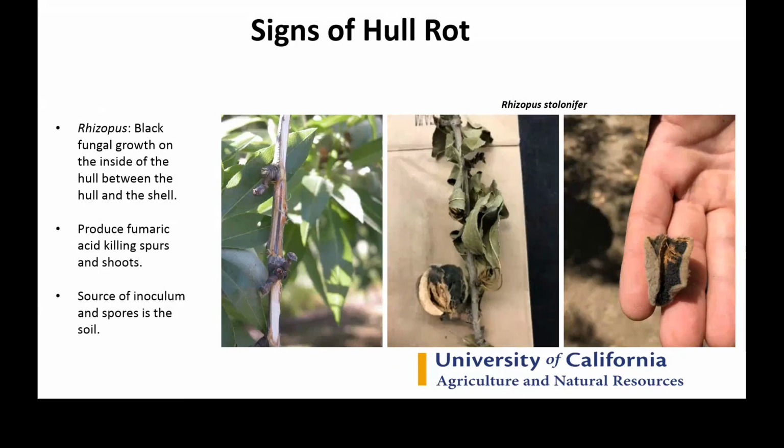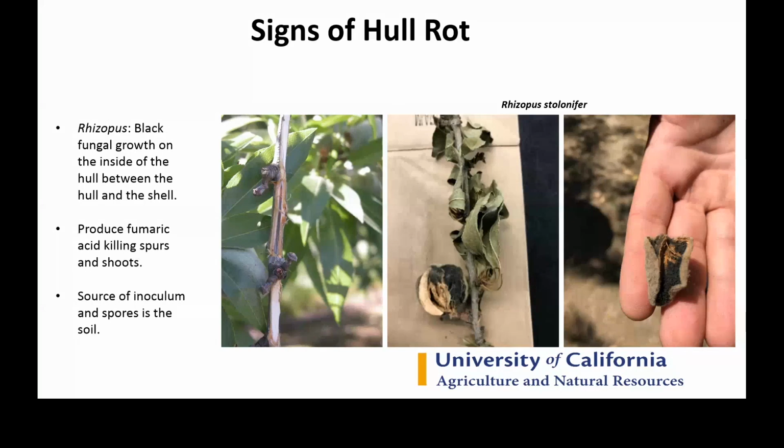So moving on to the second causal agent, which is Rhizopus. Rhizopus, as I mentioned earlier, produces fumaric acid, and it's always fuzzy. If you look here, this is a close up. When it grows between the hull and shell, it looks like black spores, it's fuzzy, but the color is not as black as the Aspergillus niger. So it's between gray to black in color.